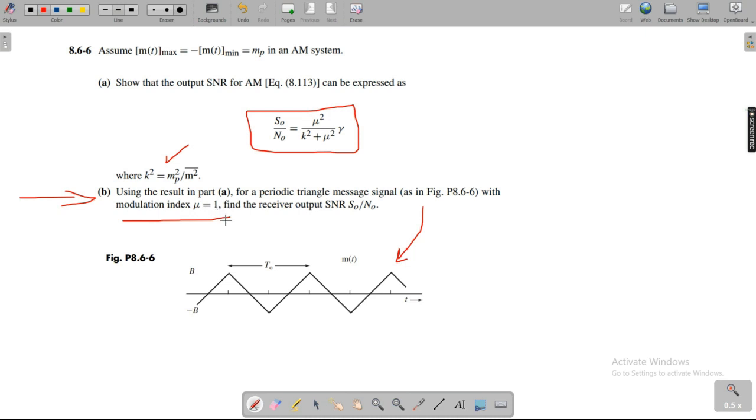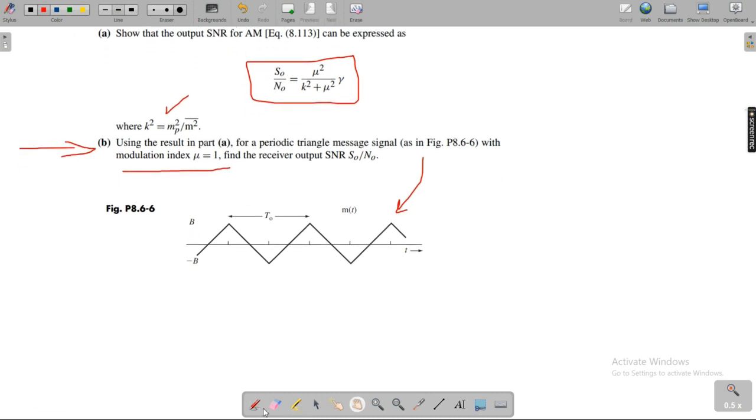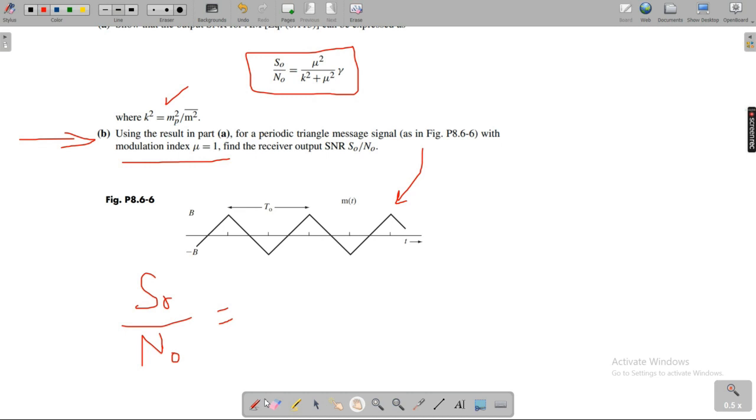This is a modulation index mu. Find the receiver output SNR S node over N node. So our target is to calculate S node over N node. This is our target in the problem. And in order to calculate it, we will use the formulas that we have proved in part A. However, we will just use it directly. We will not prove it.